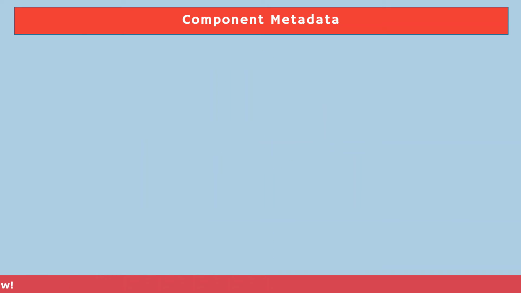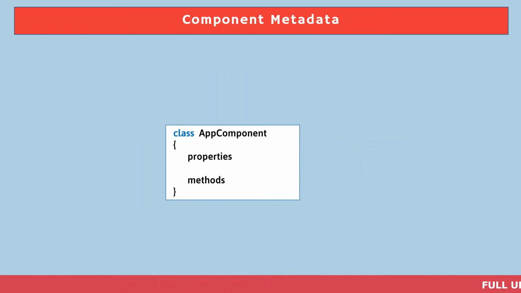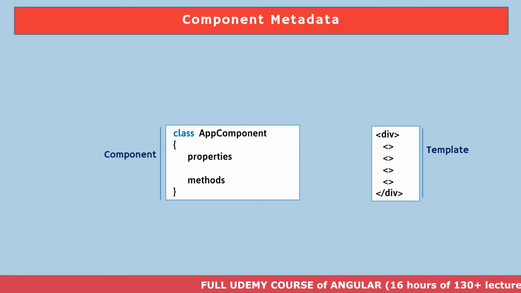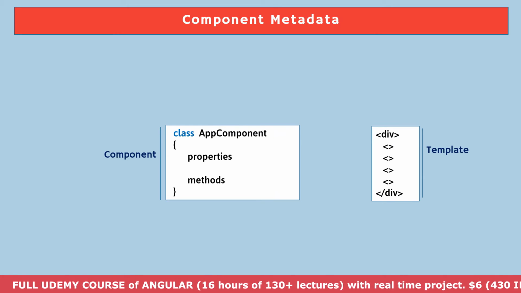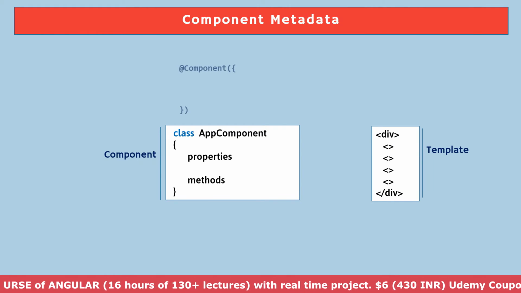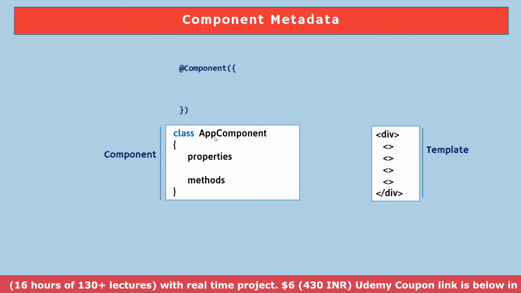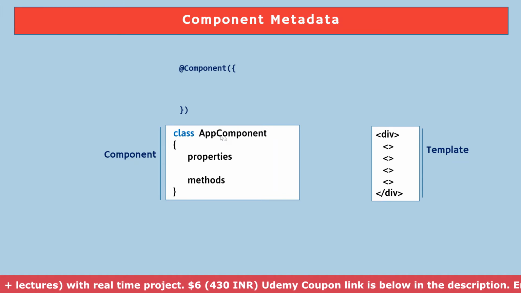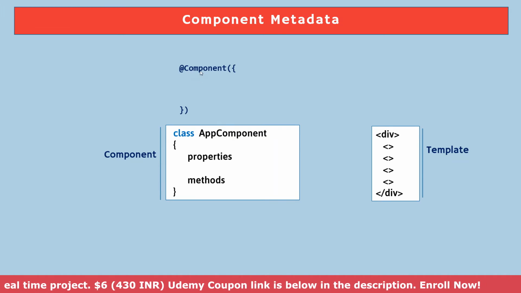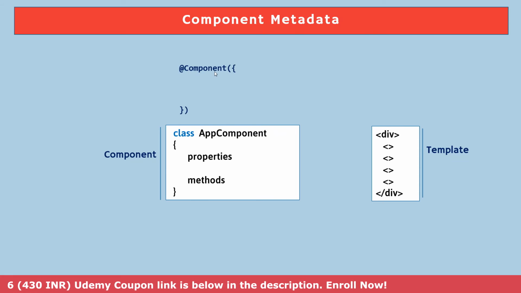Let's understand the component metadata. First, we have a component. Component class contains properties and methods. Every component is associated to a template. The template contains HTML logic to render the output. In order to specify that this class is a component class, above the class, you require to add the decorator, that is @Component. In other words, the @Component decorator specifies that the following one is a component class, not an ordinary class.